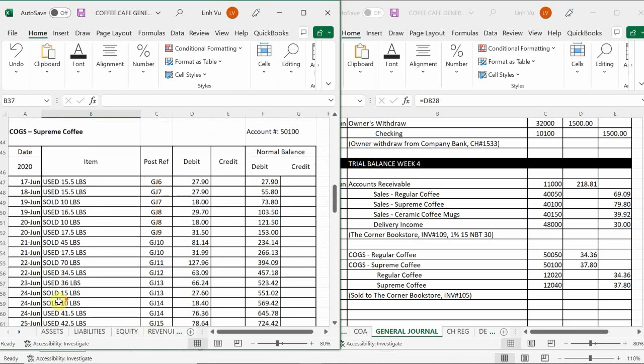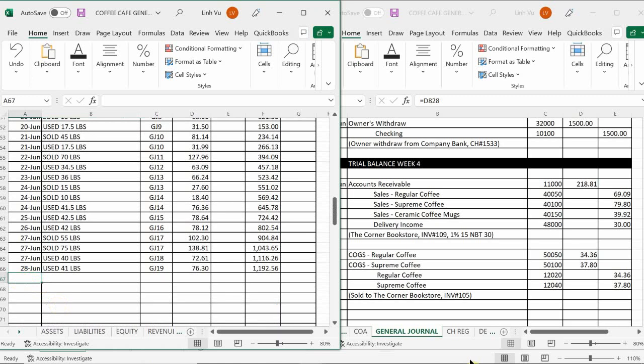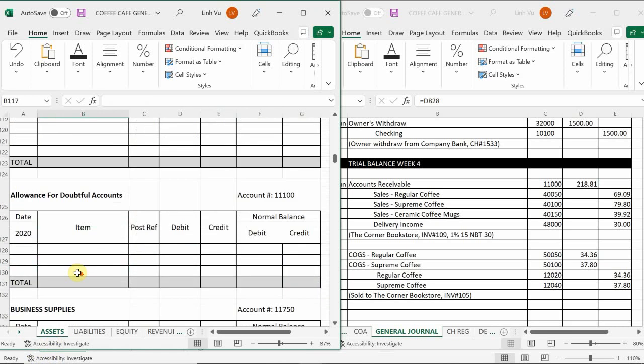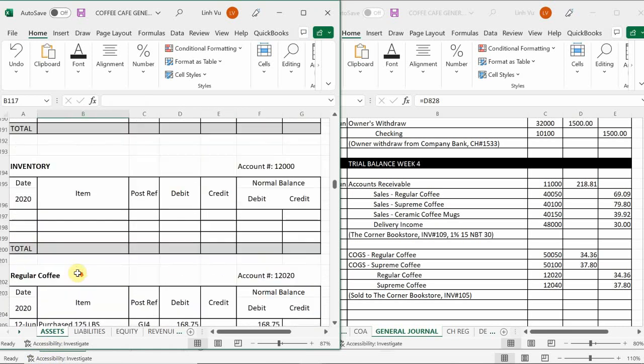And then we also sold 20 pounds for $37.80, which gave us $1,230.36. Okay, so assets, we're going to update our inventory accordingly.